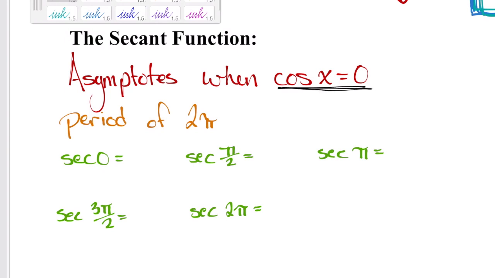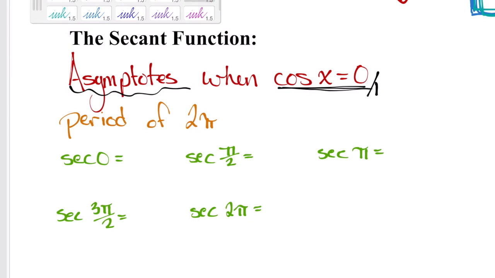So everywhere cosine is 0, I would be flipping that and creating a 1 over 0, which means I would have an asymptote there because I can't divide by 0. And then this is going to have the same period as the cosine function, just like tangent and cotangent had the same period of pi. So this will also have a 2 pi as our period.